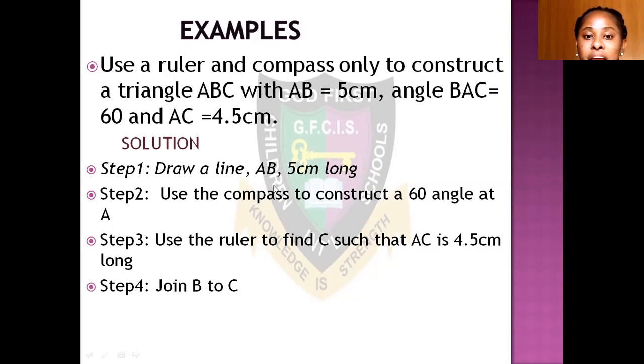Step one, draw a line AB 5 centimeters long. Using your ruler, draw line AB 5 centimeters long. Step two, use the compass to construct a 60 degree angle.